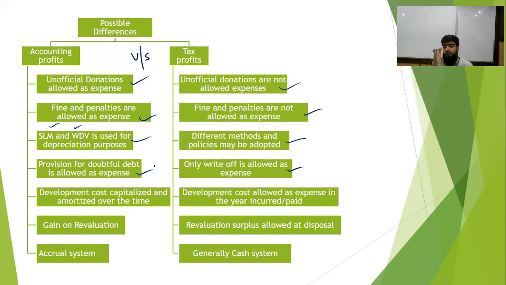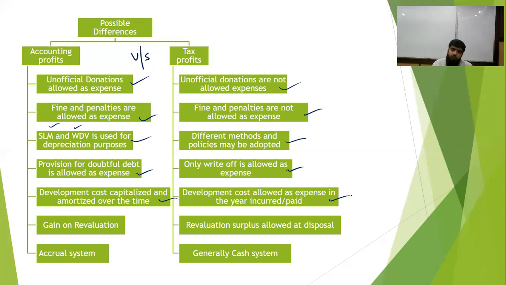They will never allow you to claim the amortization in the next period. They will allow you the deduction, but in the period in which it is paid. So development costs are allowed as an expense in the year incurred or paid. As per accounting records, we will claim the deduction in the subsequent 5 years, but the tax department will not allow this treatment. They will allow a deduction in the period you have made the payment. So that is the difference between the accounting and the taxable profit.